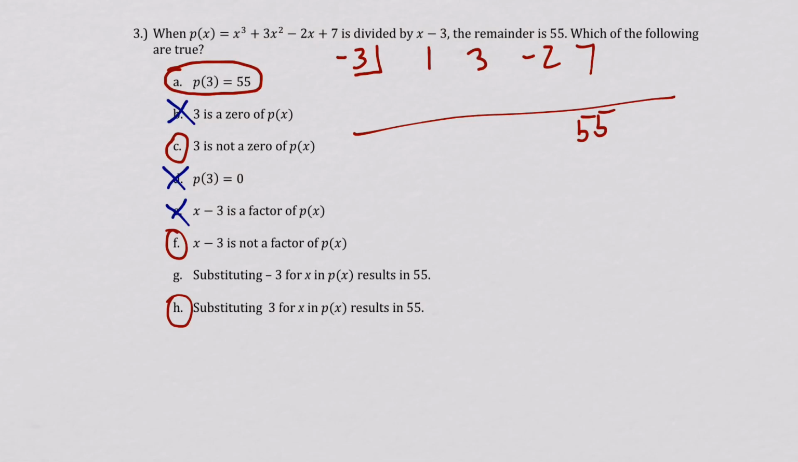So let's do it. Bring down the 1. -3 times 1 is -3. 3 and -3 make 0. -3 times 0 is 0. -27 and 0 do not make 55. So no. That one will be a no. And there you go. A, C, F, and H are all true. They must be true according to the information that they gave me.